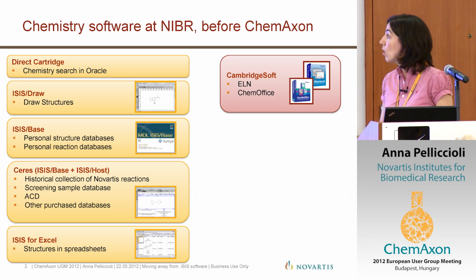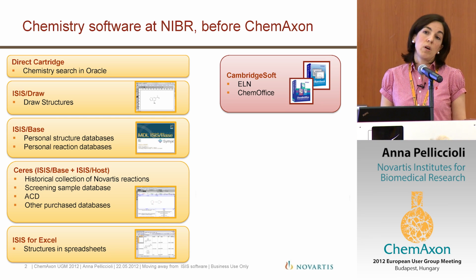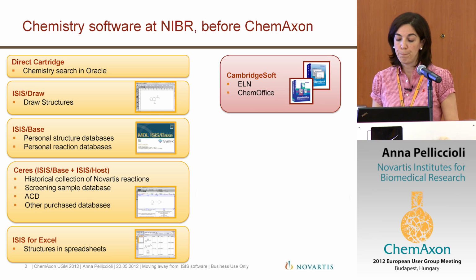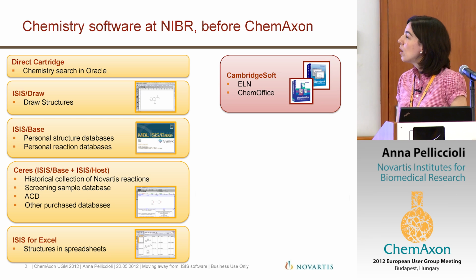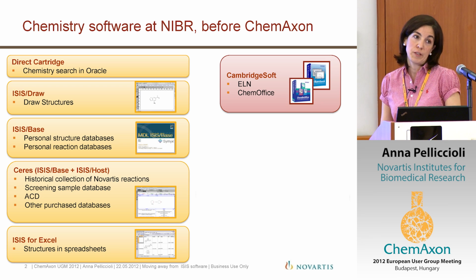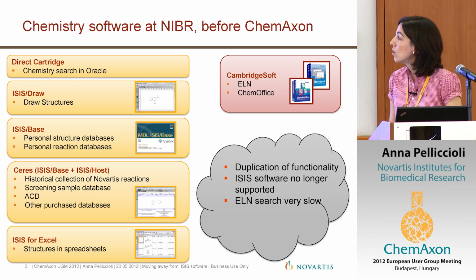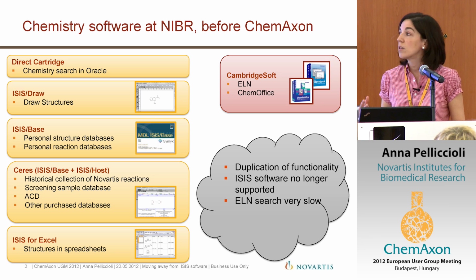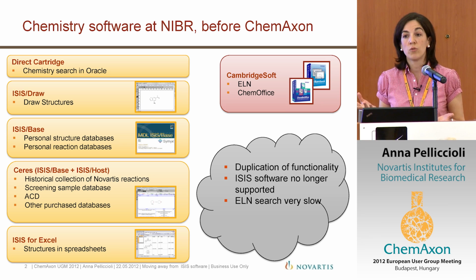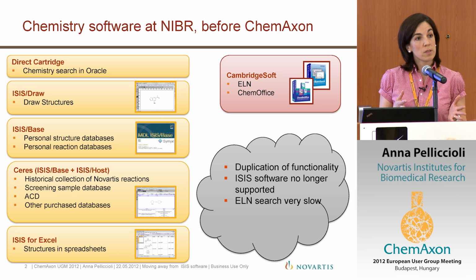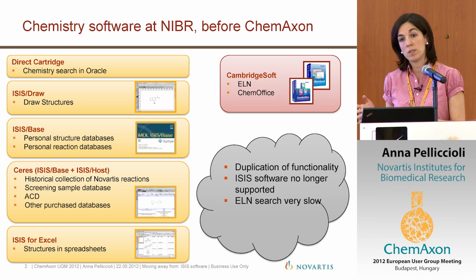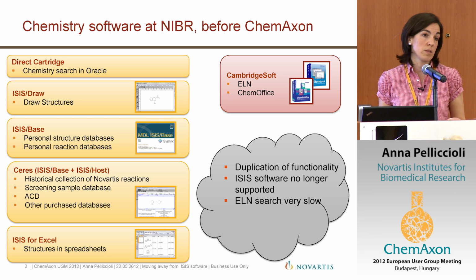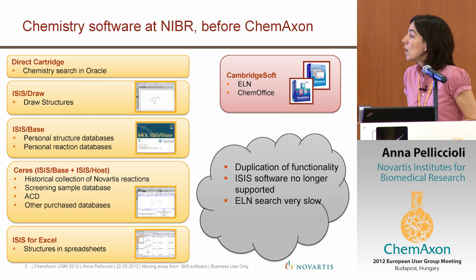Next to these tools, we also had the Cambridge Soft, now PerkinElmer, ELN, and the ChemOffice suite. Looking at this situation, there were a few things we weren't satisfied with. For one thing, we had some duplication of functionality, and the obvious one there is that IJC Draw and ChemDraw do basically the same thing. Some systems were using IJC Draw, and for some other system, people need to draw in ChemDraw, and that wasn't very efficient because every chemist needed to learn both.